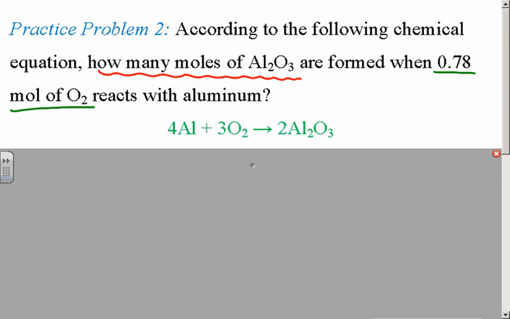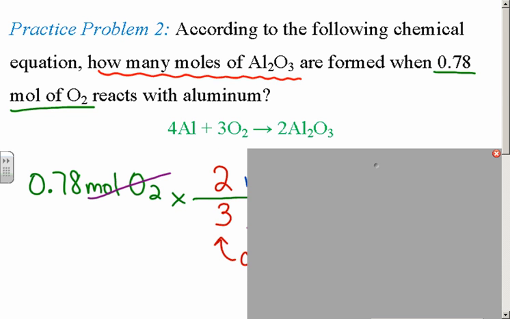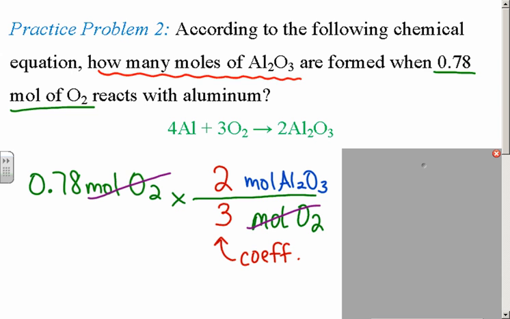All right, hopefully you've tried this one on your own, and let's check your answer. For the calculation, you should have started with the number you were given in the problem, which was 0.78 moles of O2, oxygen gas. I started with that number, and then I drew a times and a line, or I made a bridge, whatever you want to call it.